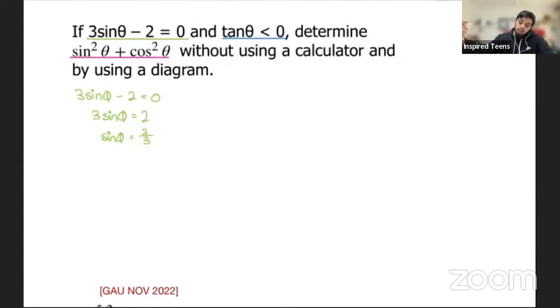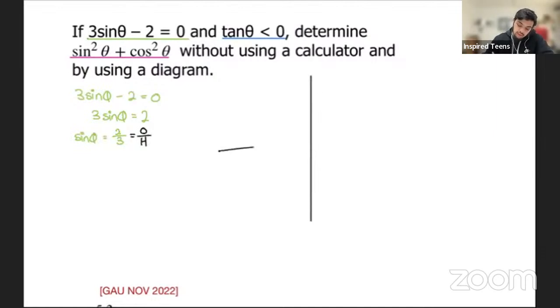Now just remember, this here is the ratio for sine theta. Sine theta is opposite over hypotenuse. So I have the value for opposite and I have the value for hypotenuse. Always keep that in mind. This is going to link us to our Cartesian plane. So let's draw up our Cartesian plane.